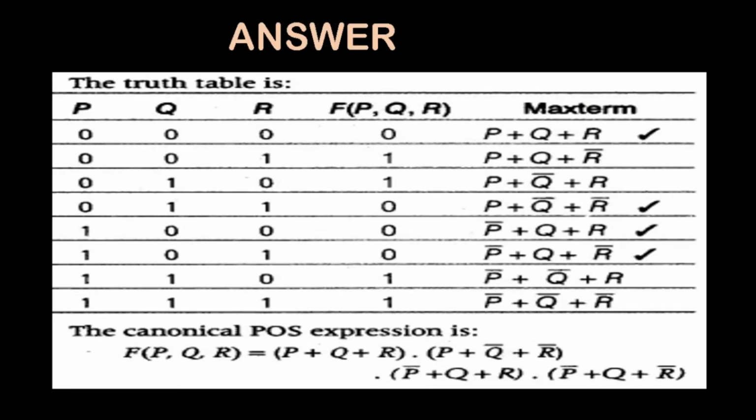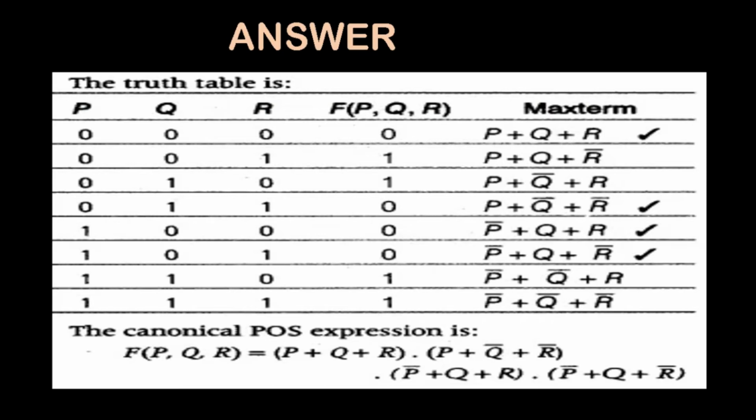The answer is, in the truth table I have taken the input values as P, Q and R. F of P, Q, R is 0, 1, 1, 0, 0, 0, 1, 1. And I have written the max terms for all the combinations, all 8 values. The first one is P is 0, Q is 0, R is 0, so the max term is P plus Q plus R. Likewise, I have written up to the value 111.